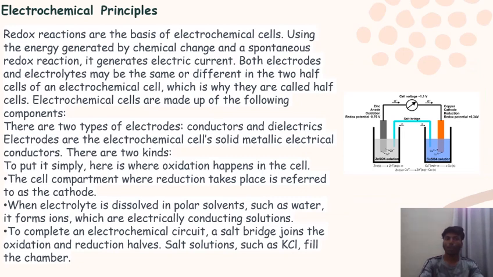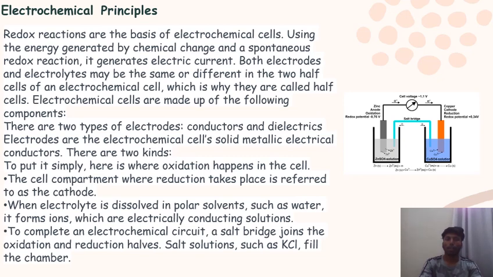Now, coming to the next slide, electrochemical principle. Redox reactions are the basis of electrochemical cells, using the energy generated by a chemical change in a spontaneous redox reaction. It generates electric current. Both electrodes and electrolytes may be the same or different in the two half cells of electrochemical cells, which is why they are called half cells.